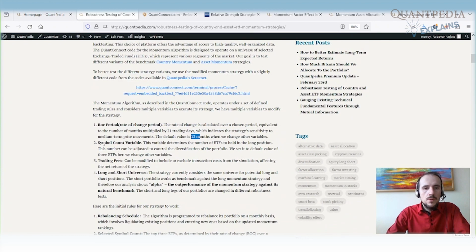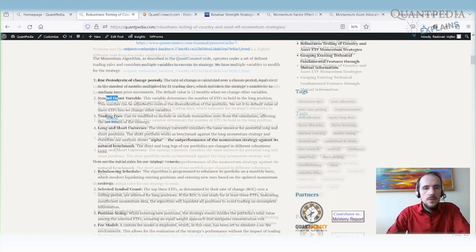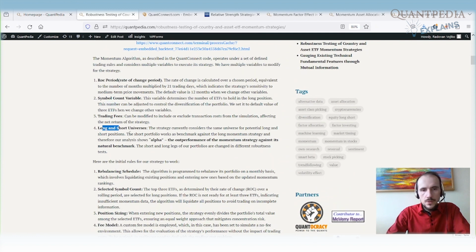Then there is a symbol count variable. That's how many ETFs you select into your portfolio. There is of course the possibility to change the trading fees, and there is a long and short universe. What is a long and short universe? The reason for that is because we are measuring the alpha. In the code, we are measuring the outperformance of the momentum strategy against its natural benchmark, which is the equally weighted portfolio of underlying ETFs.